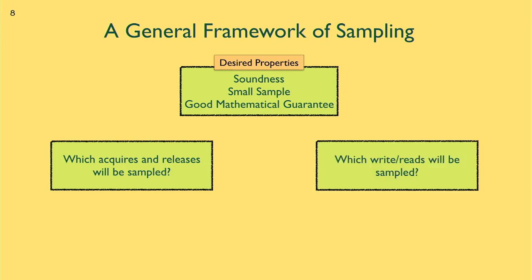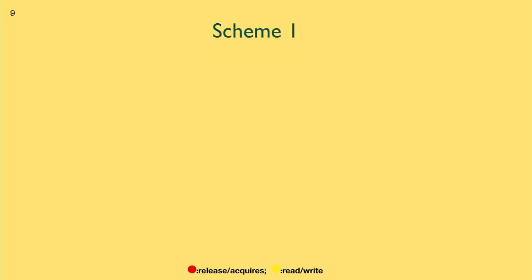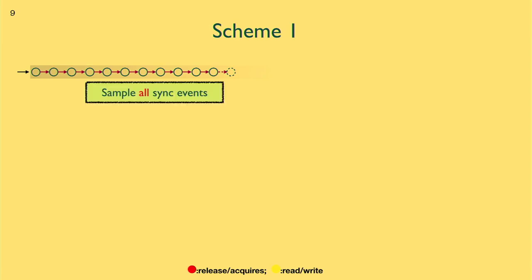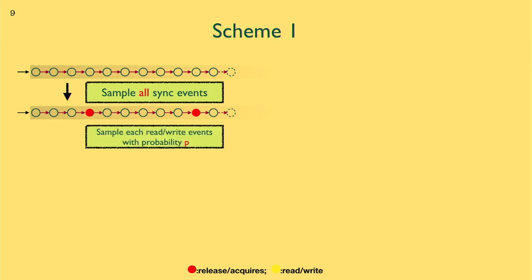And the second question is basically which writes and reads will be sampled. Okay, so let's go to the first scheme. Say that I have an execution, and the first thing I'm going to do is to simply sample all the synchronization events. So I'm not going to miss any of the edges between threads. Then I'm going to sample each read and write event with a probability of p.